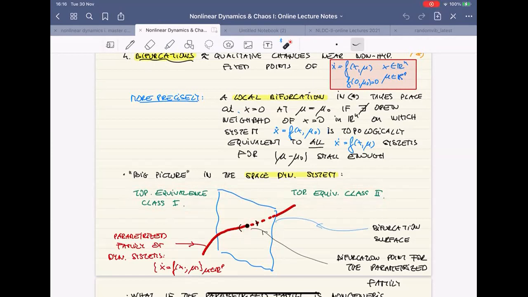And important, again, to recall, this is not a trajectory of the dynamical system, but it's the whole family in the space of dynamical systems, parameterized by, generally speaking, p-dimensional parameters. So this is not even necessarily a curve, but a surface in general, right?